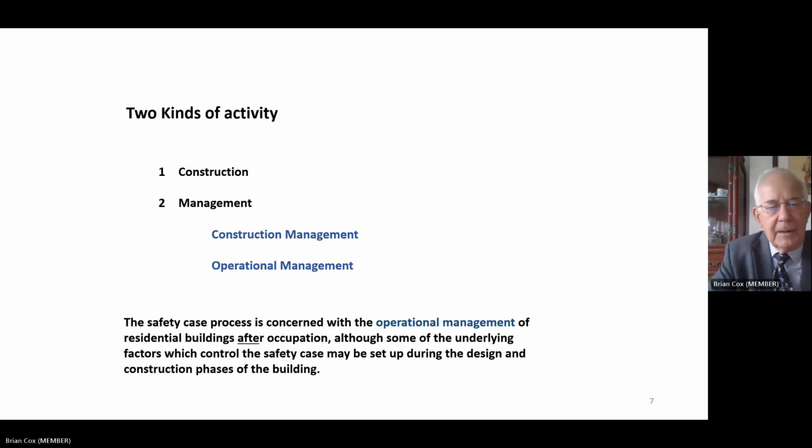In regard to building, there are 2 kinds of activity. First of all, of course, there is construction, both to build the building in the first place and probably to refurbish it or modify it later on. And then there's management, which is both management of the construction throughout its life, but also the operational management, which is the management for running the building when it is occupied and ensuring that it is safe.